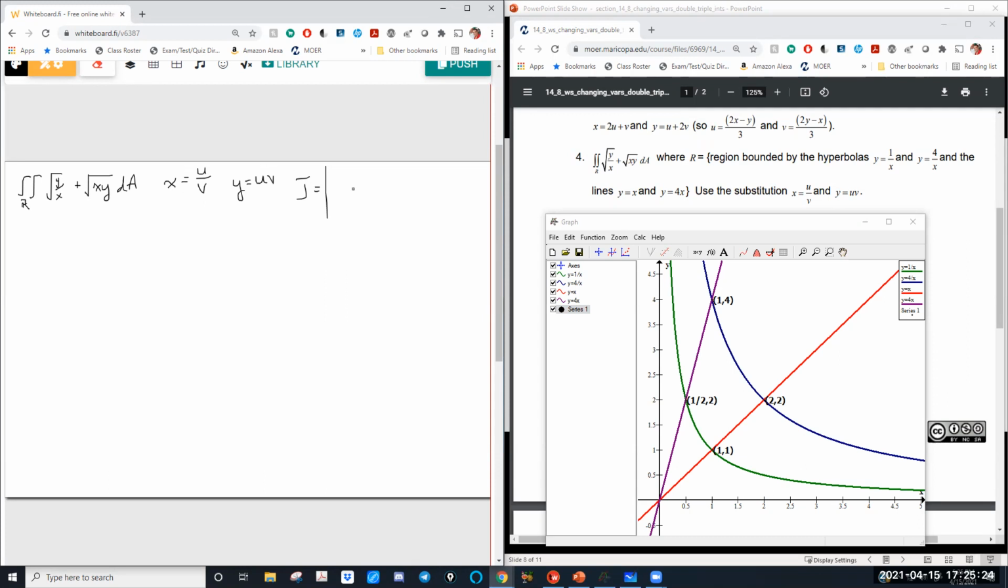And so remember how it went: dx du, dx dv, dy du, dy dv. Okay. So we're taking the derivative of x with respect to u, which is just going to be 1. Remember, v is a constant. These are partial derivatives. So 1 over v.